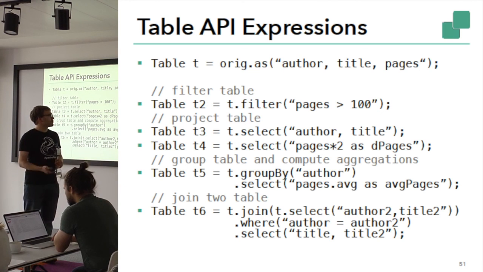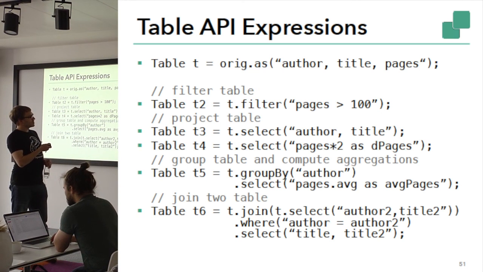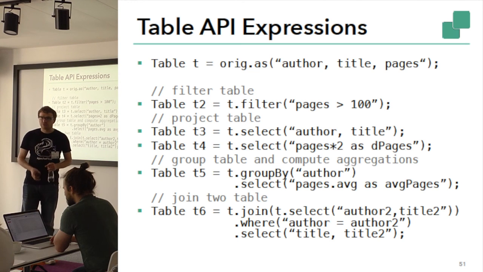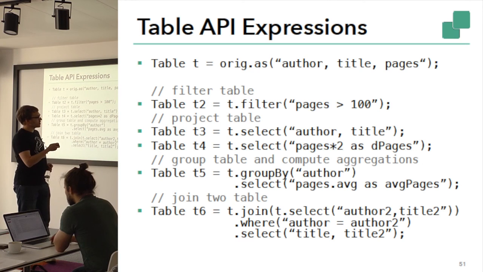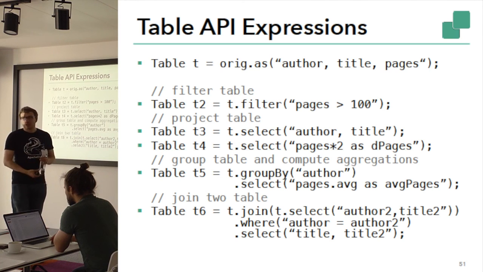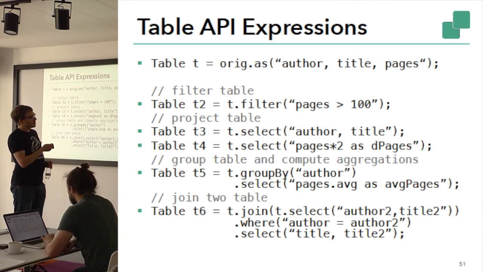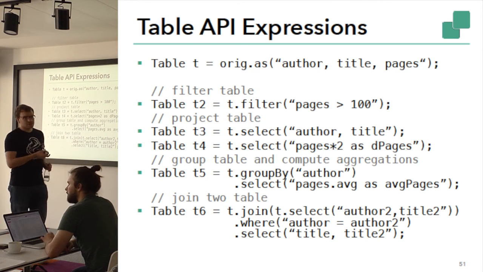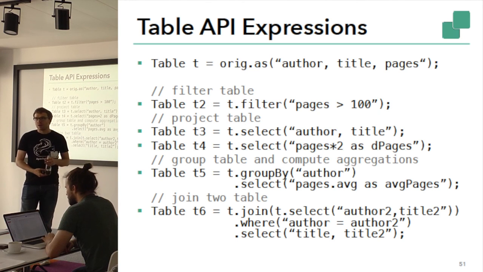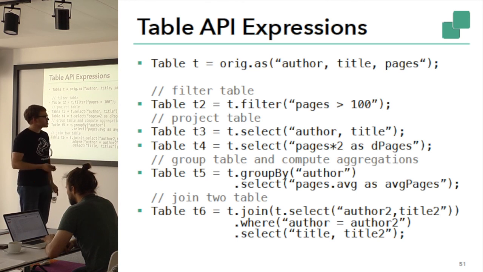What kind of expressions do you have here? For example, you have a table T, some other table called ORIC here, and you say as author, title, pages, which will basically just be a renaming of the fields for this table. So the first field is going to be called author, the second title, and the last one pages. Now you can do some neat stuff like filter on this table T, say T filter pages larger than 100. So this will filter out everything where pages are smaller than 100.